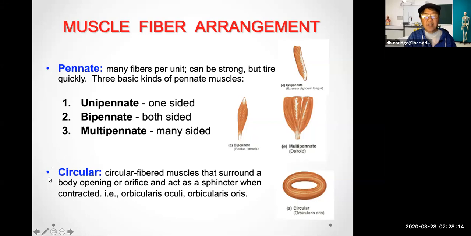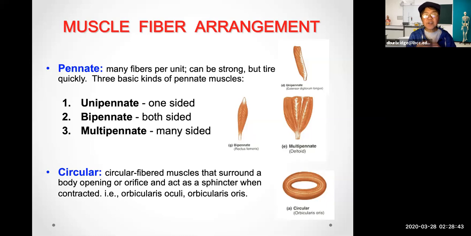Let's see, here's another one, circular fiber arrangements. Those are pretty obvious. Circular fiber arrangements will encircle a body opening, such as the mouth or our eyes. And so they are going to control sphincters. They form these muscular contractile units that are found in our openings. So they're often called sphincters, okay?